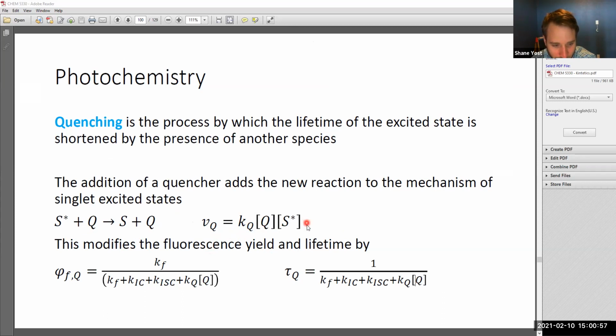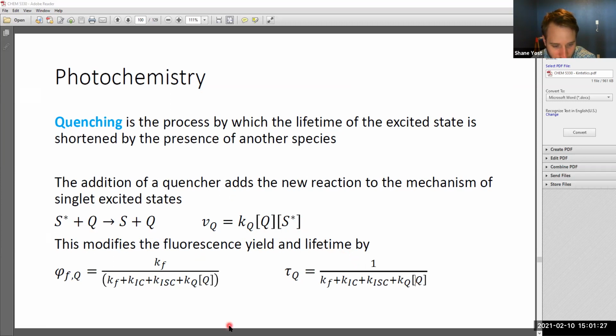Often, as this is occurring, Q's concentration is relatively constant. And so this can be thought of as essentially a first order rate with respect to S star, and really first order total, because Q is often unchanging in its concentration as your reaction is going on. It shouldn't change, because Q is not being altered by this reaction.